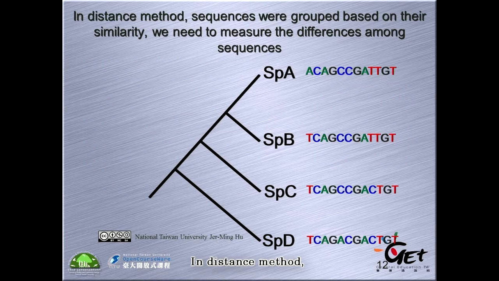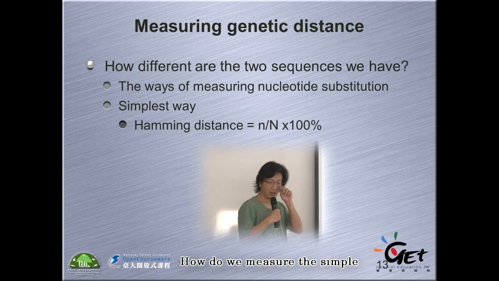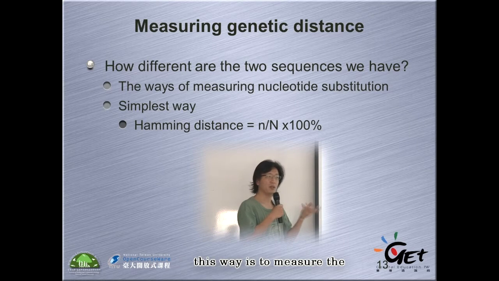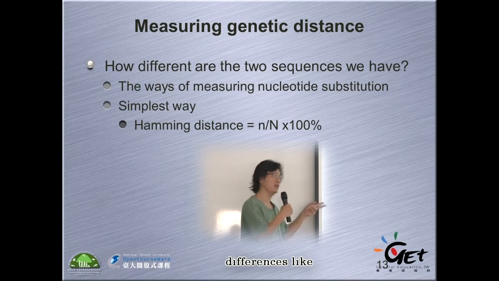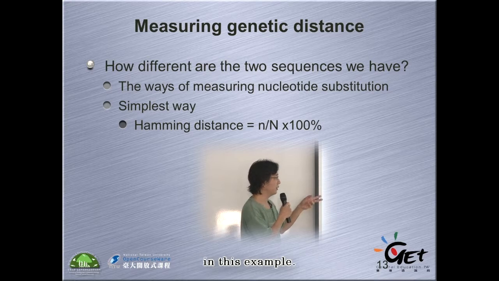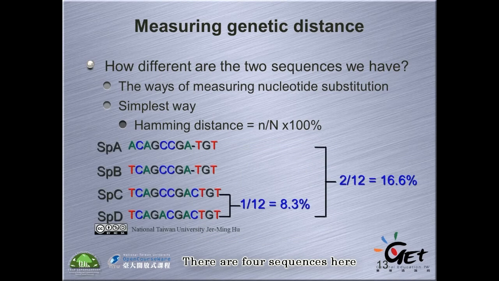In the distance method, sequences are grouped based on similarity. That's a very simple way. And how do we measure? The simplest way is to measure the differences, like how many substitutions in this example. There are 4 sequences here in the last example. And the Hamming distance is the number of differences divided by the whole number of characters in the sequences.